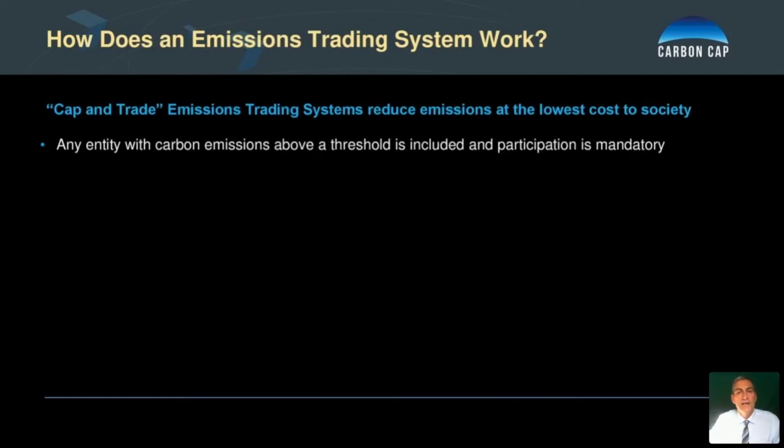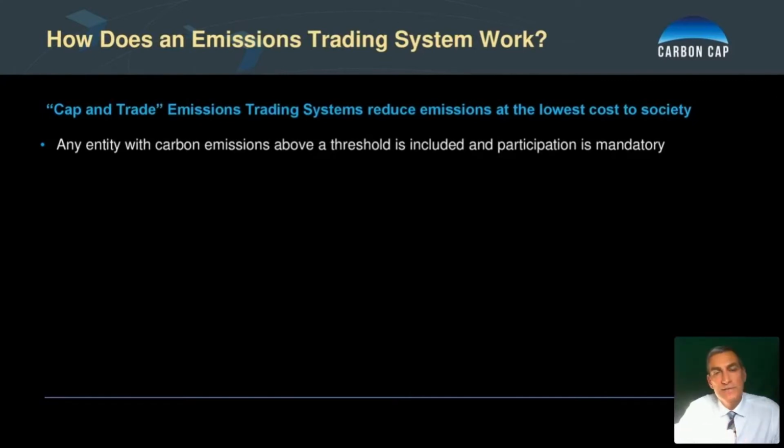So how does an emission trading system work? It is a market-based policy, and the objective of the policy is to cap and lower emissions. So I'll just take you through the economics of a cap and trade system, and hopefully it will make sense. The objective is to reduce emissions at the lowest cost to society.